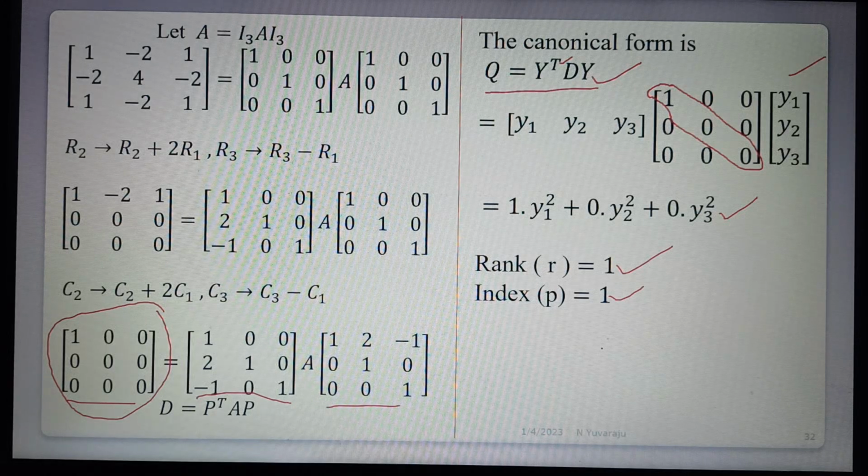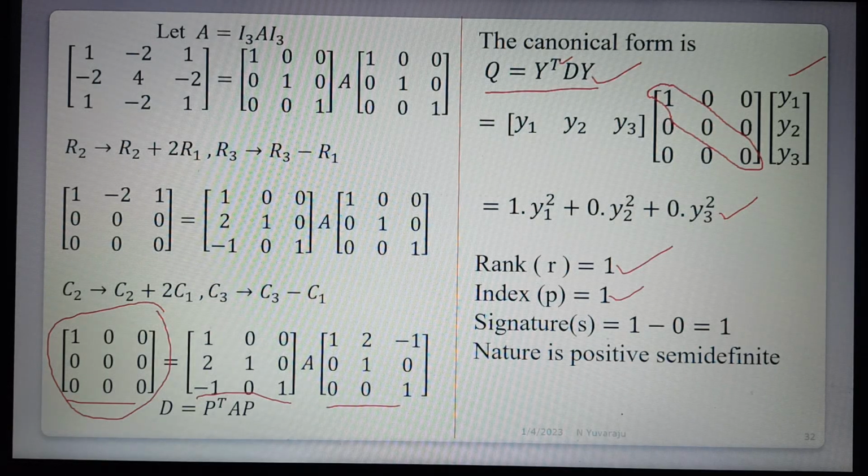Next, signature is the difference between positive and negative terms. Positive terms are only 1, negative terms are zero, so 1 minus 0 is 1. Next, the nature: the terms are positive and zero, so the nature is positive semi-definite. Okay, now this is the canonical form, rank, index, signature and nature.